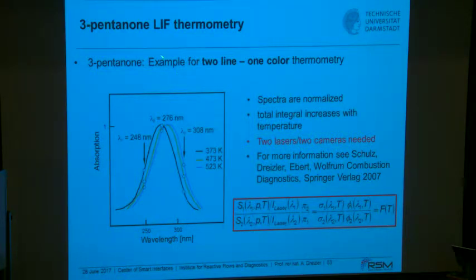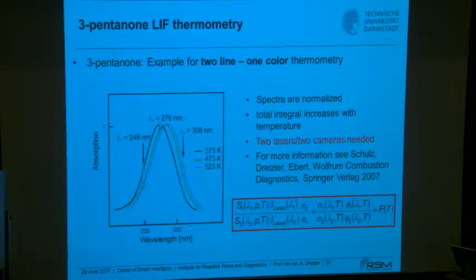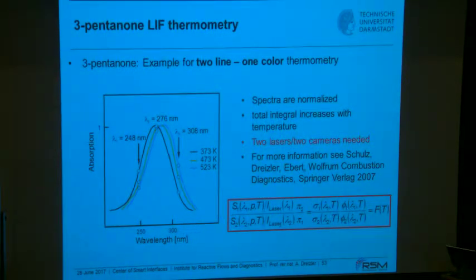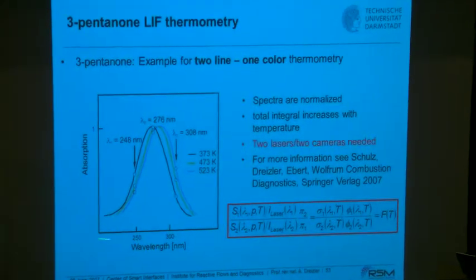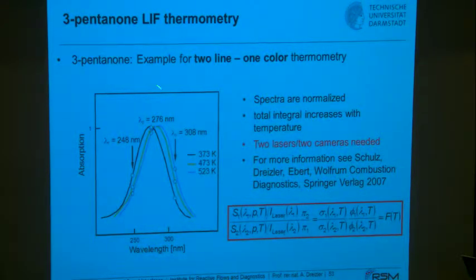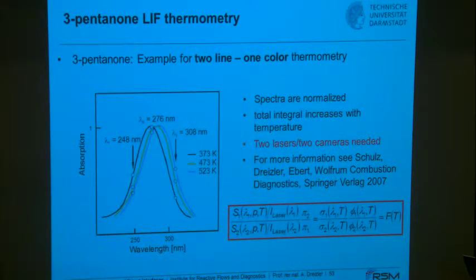What you see for the 3-pentanone molecule is the absorption over the wavelength. So most of these tracers we are talking about, specifically those hydrocarbon-based tracers, are absorbing in the UV. So you need a UV laser. Actually, for two-line thermometry, you need two UV lasers. Here it's shown for 3 wavelengths, 248, that is a wavelength you can extract from an excimer laser, krypton fluoride, 308 from a xenon chloride excimer laser, not so popular anymore. And 276 can be achieved by Raman shifting.